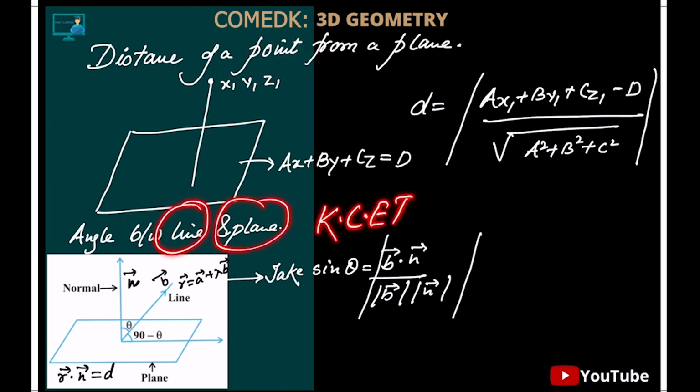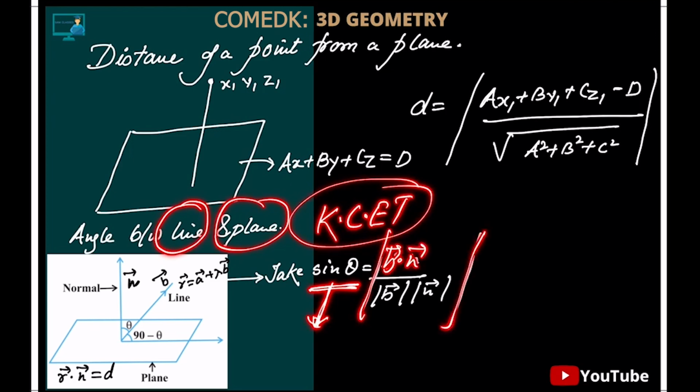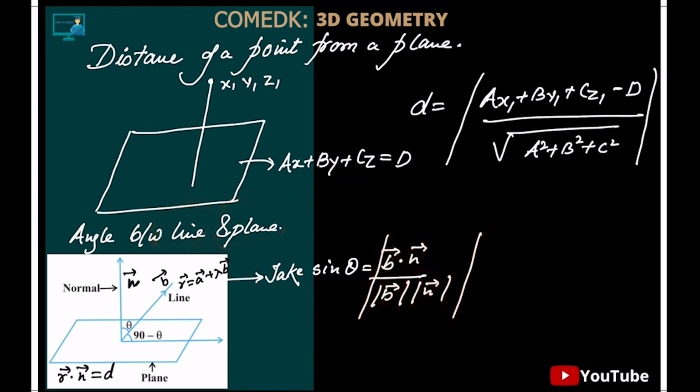For the KCT part, the angle between the line and the plane is important. Always take sine theta, and then find out the value of p dot n vector. We could have done it by cos theta, but take the sine theta part. It will be helpful, it will be easy. You don't have to worry. Directly put in the formula and get the answer.